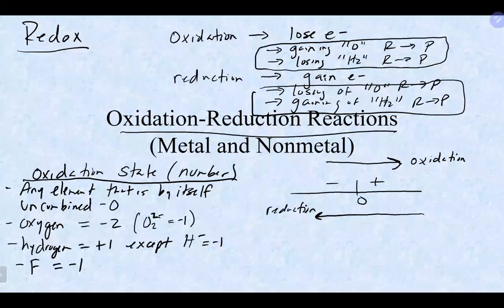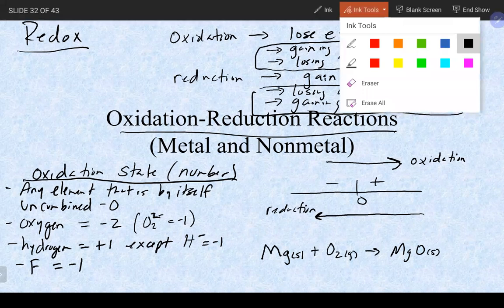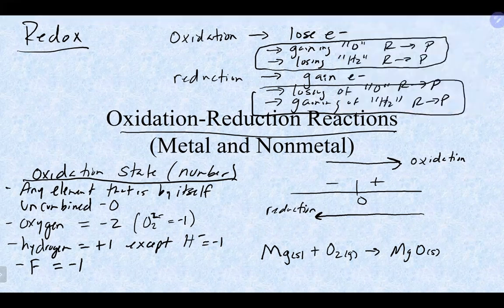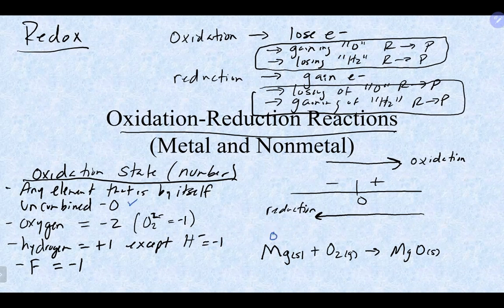So for example, if we took something like magnesium, like we did the other day, we did a little O2 action, and we made some magnesium oxide. When we look at the oxidation states of each of these elements on the left-hand side and the right-hand side, we can assign our oxidation states. Magnesium is just the element by itself. It's uncombined, which means it falls in this category. It has an oxidation state of 0, so it has no charge.